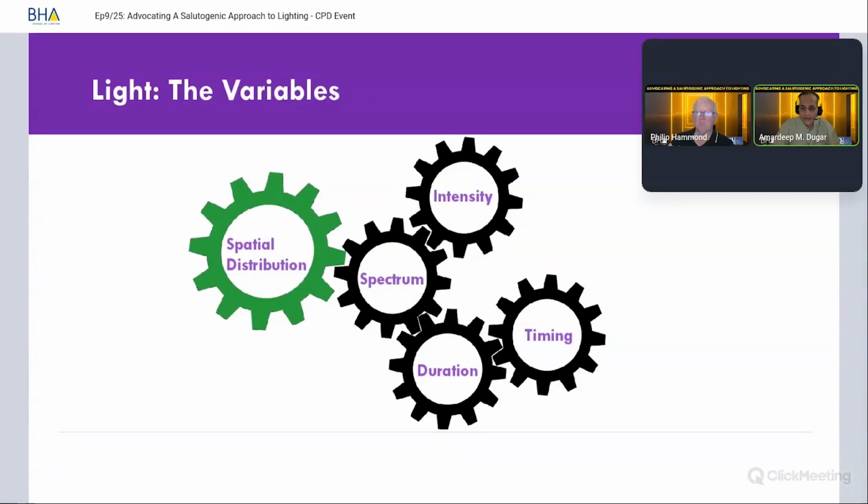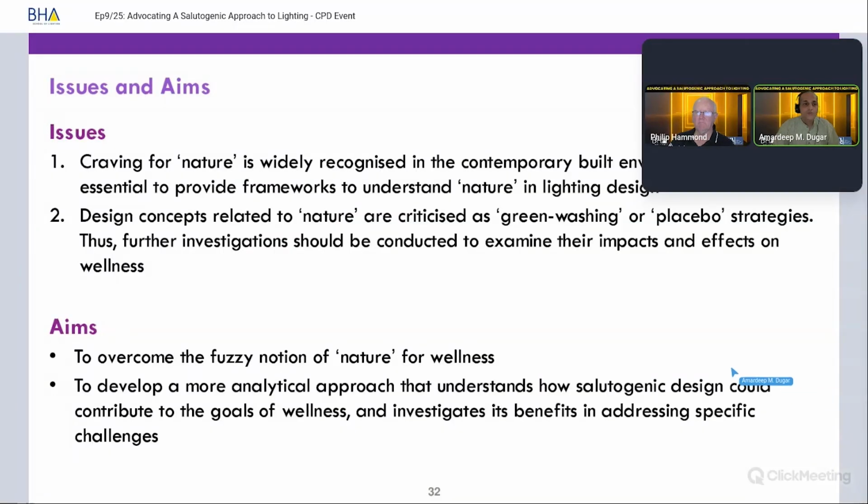So this is light. Going back to what this presentation is looking at, the issues which this whole research project aims to answer or solve: this whole craving for nature is recognized in built environments. We all want nature. And what we need are essential frameworks to understand how nature can be brought about using lighting design. However, what we've seen in some of the early examples is that a lot of these design concepts that are related to nature are criticized, and they're called greenwashing or placebo strategies.